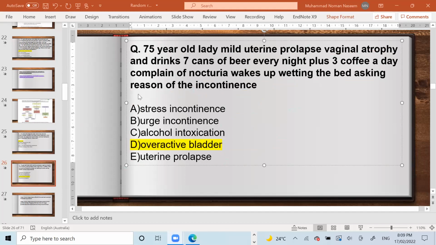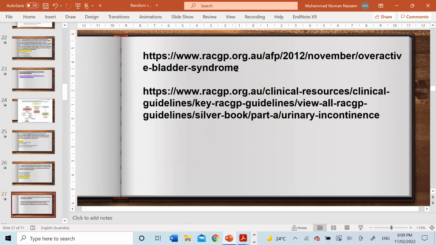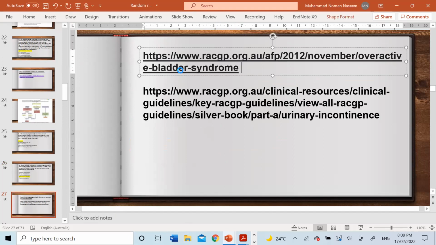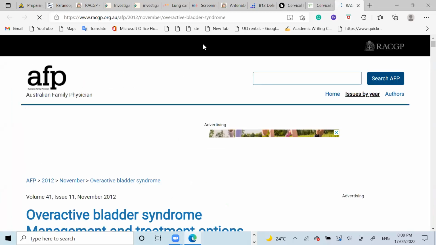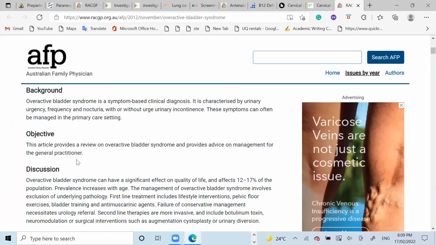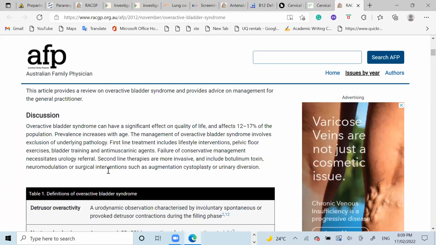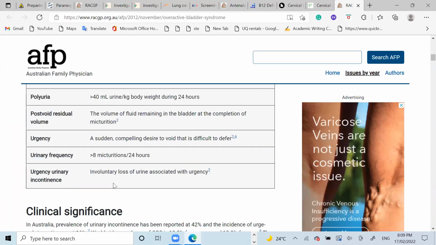See here how just a word changes the whole answer. And that is what AMC loves to do. They change a single word and their whole answer changes. So RSCGP has all of the guidelines you need to study about the overactive bladder syndrome or urge incontinence, the treatment options, and what we do over here. Give it a read. Detrusor overactivity is the most common cause of the nocturia in the urge incontinence.